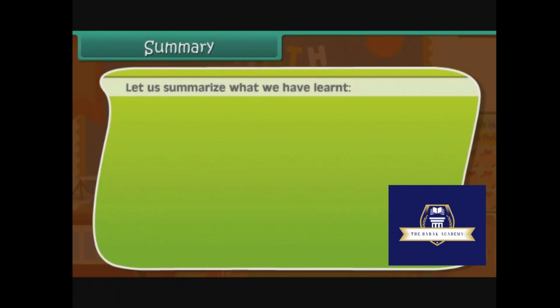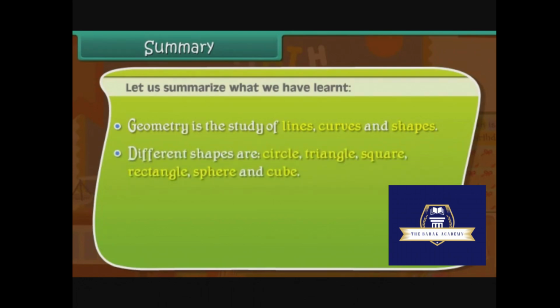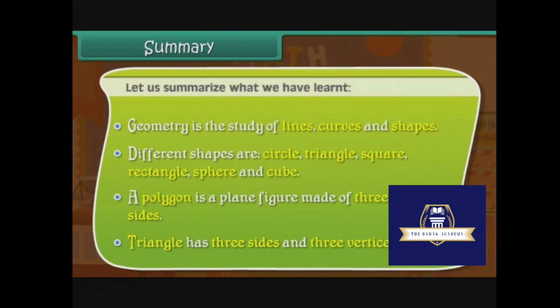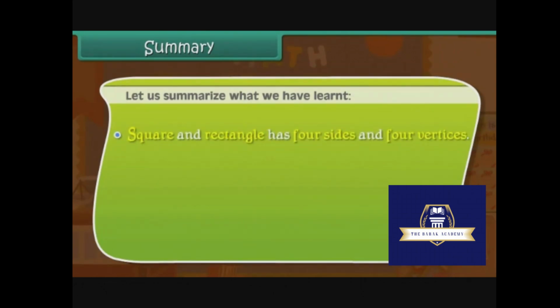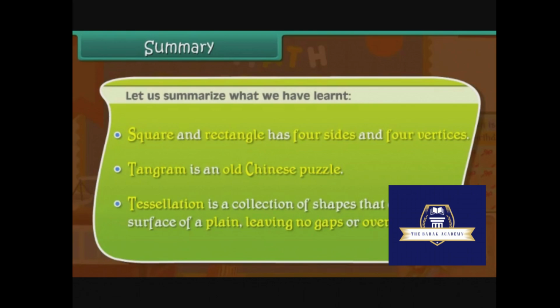Summary. Let us summarize what you have learned. Geometry is the study of lines, curves, and shapes. Different shapes are circle, triangle, square, rectangle, sphere, and cube. A polygon is a plane figure made of 3 or more sides. A triangle has 3 sides and 3 vertices. Square and rectangle have 4 sides and 4 vertices. Tangram is an old Chinese puzzle. Tessellation is a collection of shapes that cover the surface of a plane, leaving no gaps or overlaps.